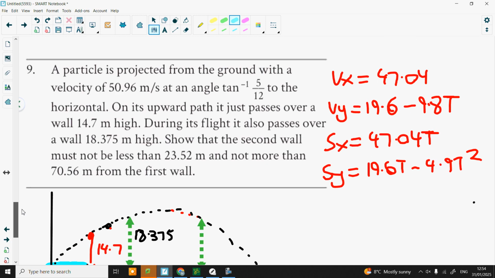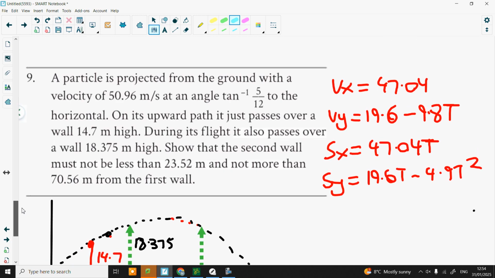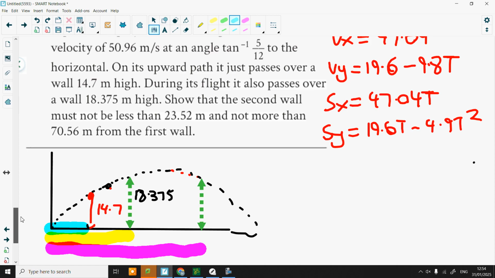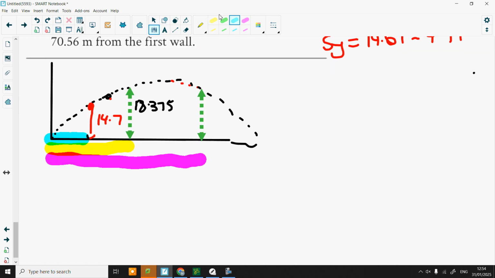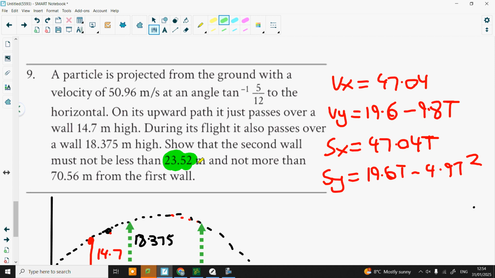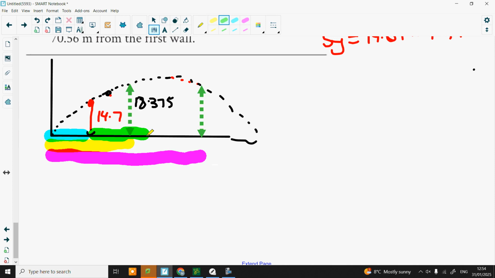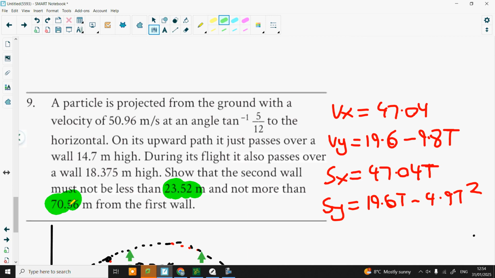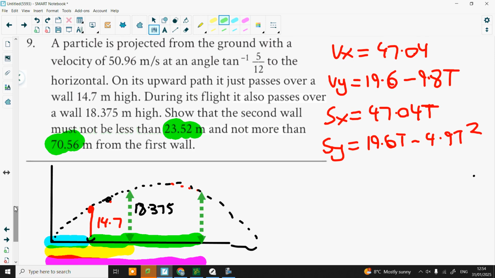Or actually, let me reread the question. Show that the second wall will be no less than this, no more than this from the first wall. Yeah, sorry, actually, I digress. I actually want to know, see this green region? I'm hoping that turns out to be 23.52. And when I elongate the green region all the way back to the second wall, I'm hoping that answer is 70.56. That's what I'm after right now. That's what I'm hoping will happen.